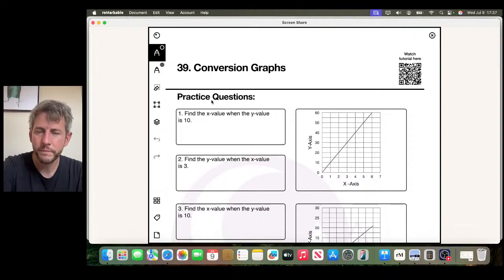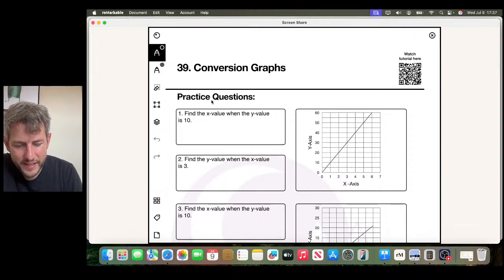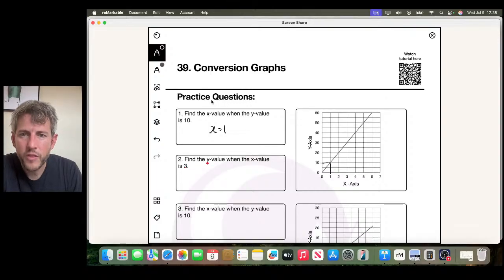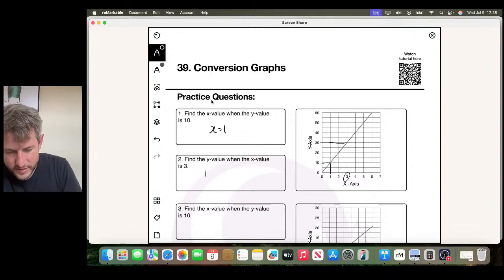So question 1, find the x value when the y value is 10. Okay, so y value is 10, that's here, so that x value will be 1. Question 2, find the y value when the x value is 3. So the x value is 3 here, so that will mean the y value is 30.